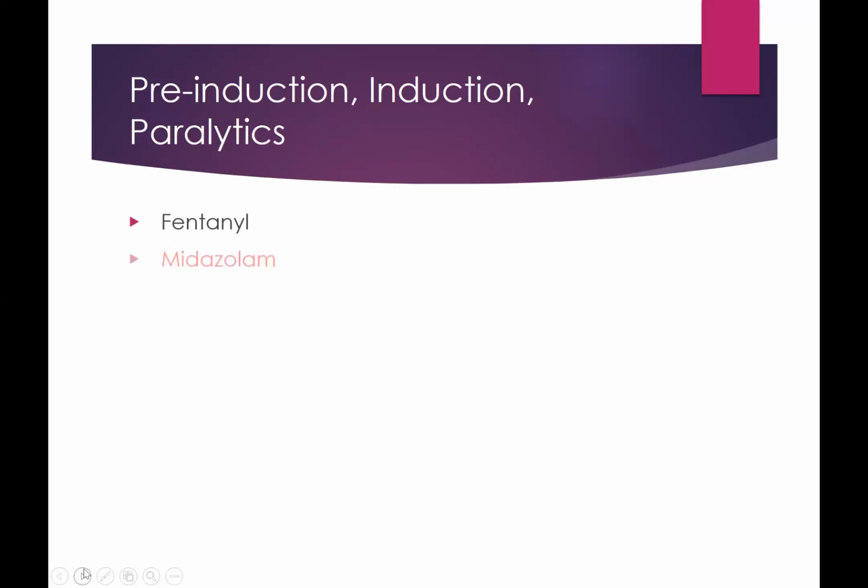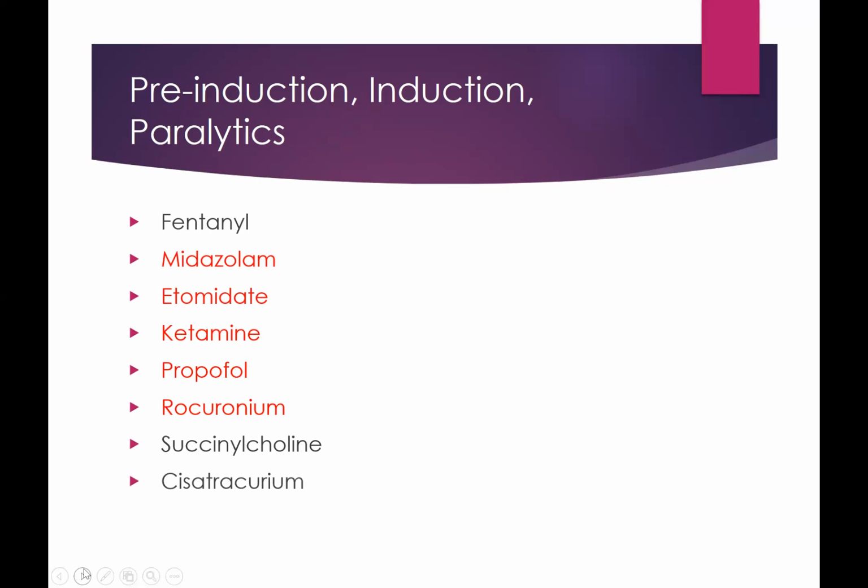Let me bring up a list of common drugs that are used, and we're going to look at these in a little bit more detail. What I have here is fentanyl, midazolam, etomidate, ketamine, propofol, rocuronium, succinylcholine, and cisatracurium. Okay, so those are going to be some of the most common drugs that we use. When we put these into categories, our pre-induction drugs may be the first 2 up top, fentanyl and midazolam. Midazolam at higher dosages can certainly also prove to be an induction drug. Etomidate, ketamine, and propofol fall into that induction of anesthesia category, and sedatives. And the bottom 3, rocuronium, succinylcholine, and cisatracurium, are all neuromuscular blocking agents that are responsible for paralyzing the patient.